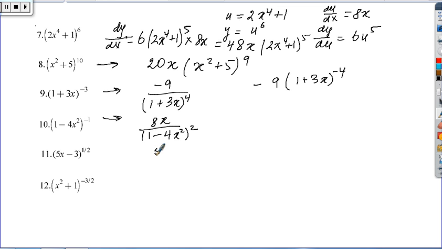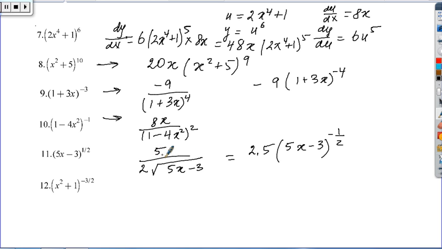For this question you should have 5 over 2 square root of 5x minus 3. Again, it can be written also as 2.5 (5x minus 3) to the power of minus half. Only you can't write 2.5 divided by square root, because we call a fraction a over b, where a and b should be integers.